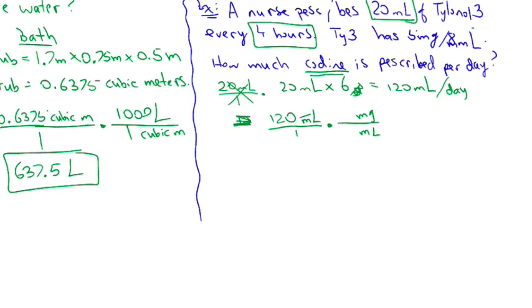Yeah. It's right here. There's 5 milligrams for every 8 milliliters. So what operation do I need to do? Well, multiplication and division. So 120 times 5 divided by 8. So there's going to be 75 milligrams of codeine.